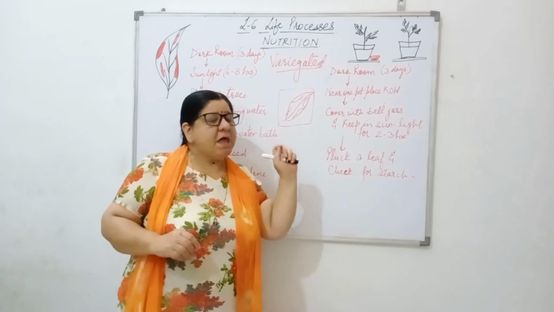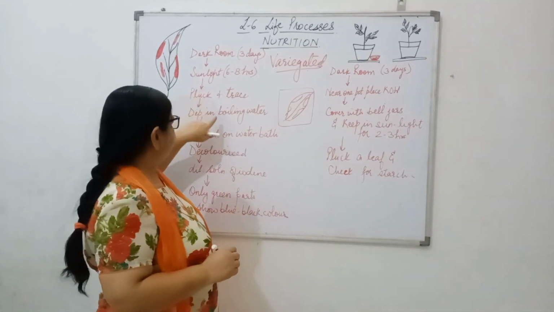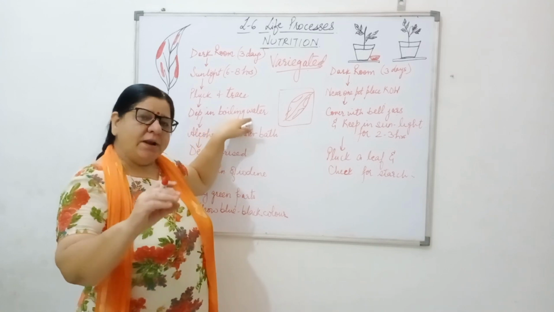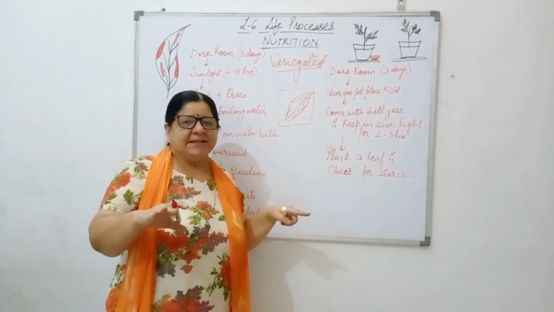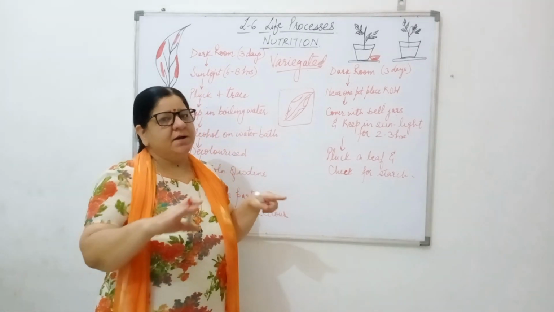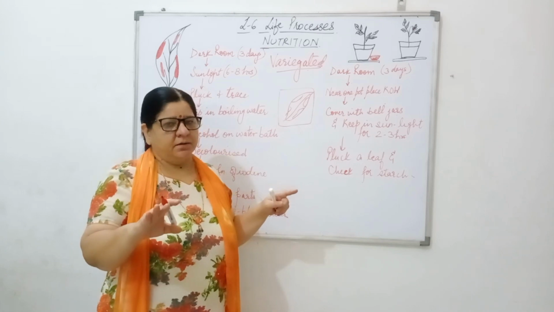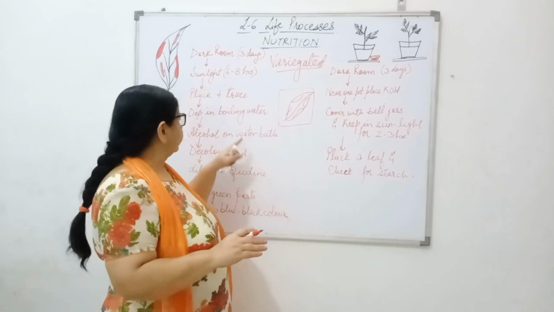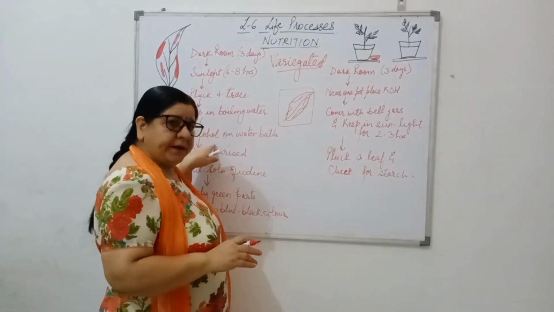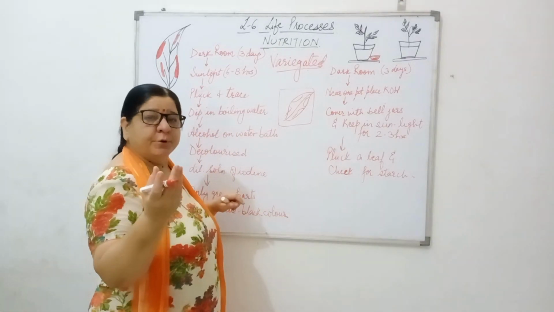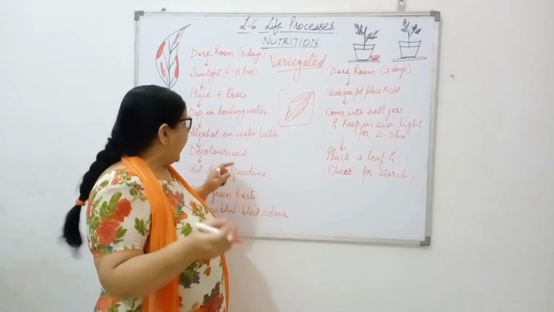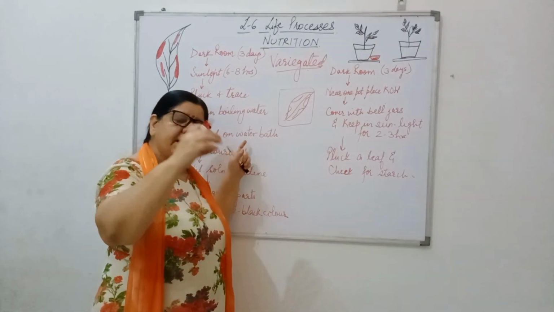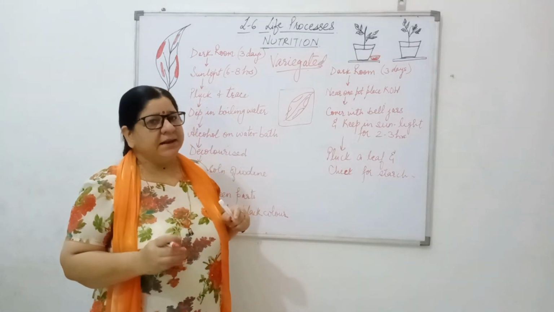Now this leaf we put in the boiling water. In the boiling water, all the cells will be deactivated, they will be killed. That is why we put it in the boiling water. After that, we take a beaker, put some alcohol in it, and we put that alcohol on the water bath, and inside the alcohol we put the leaf.